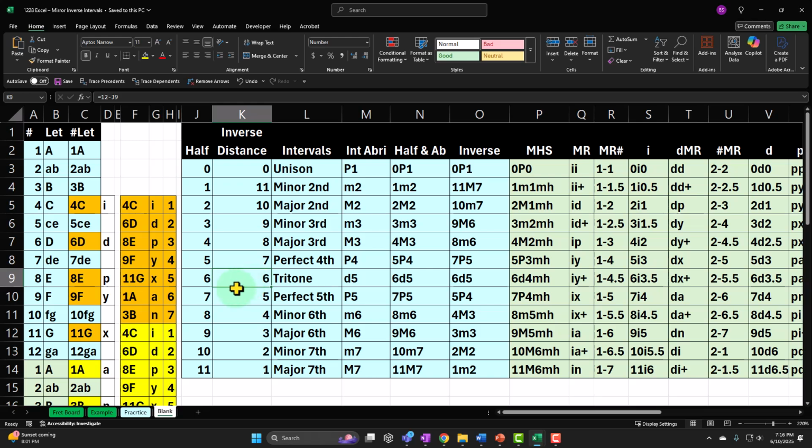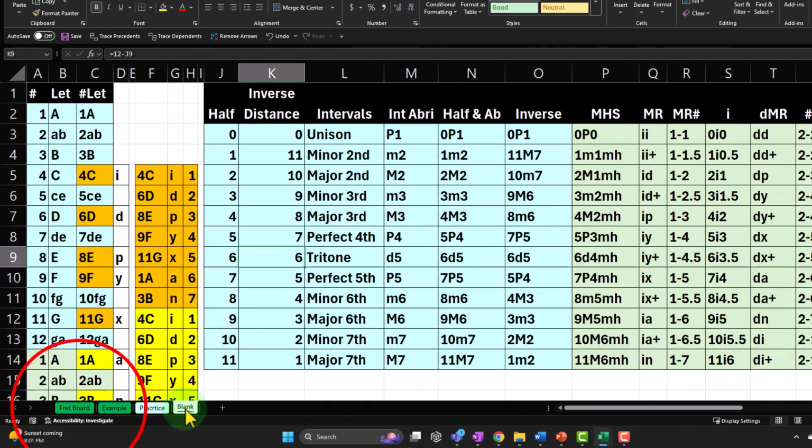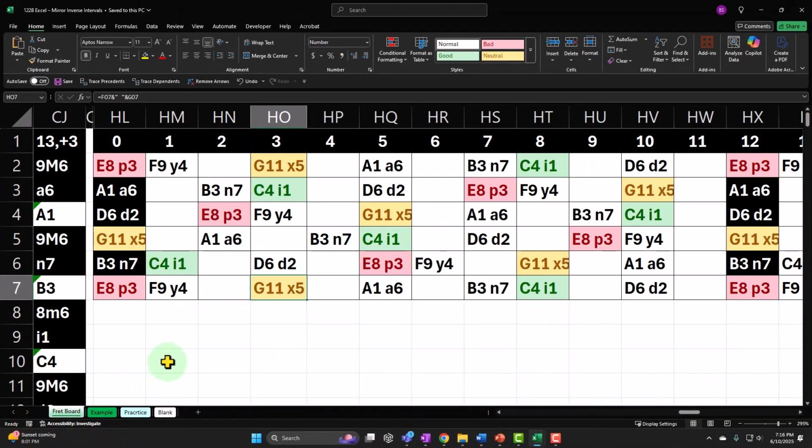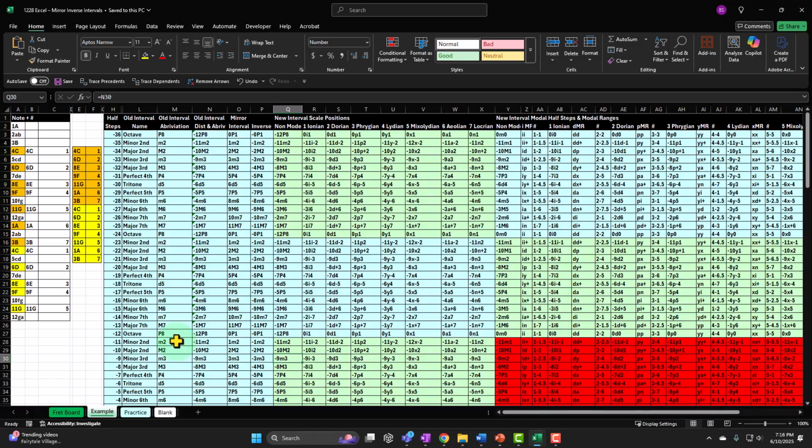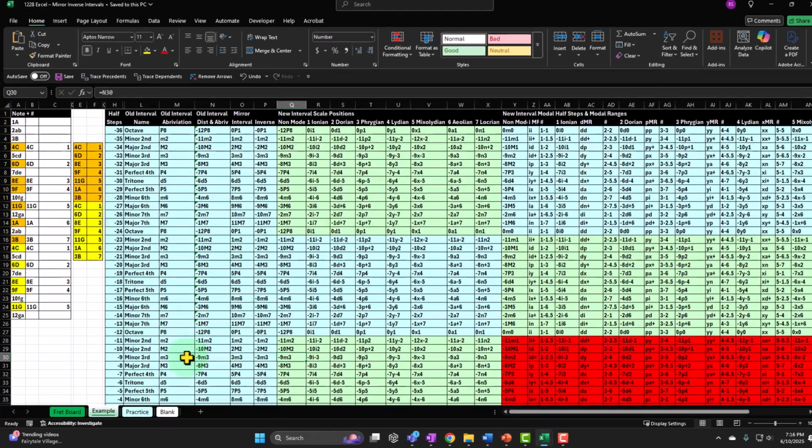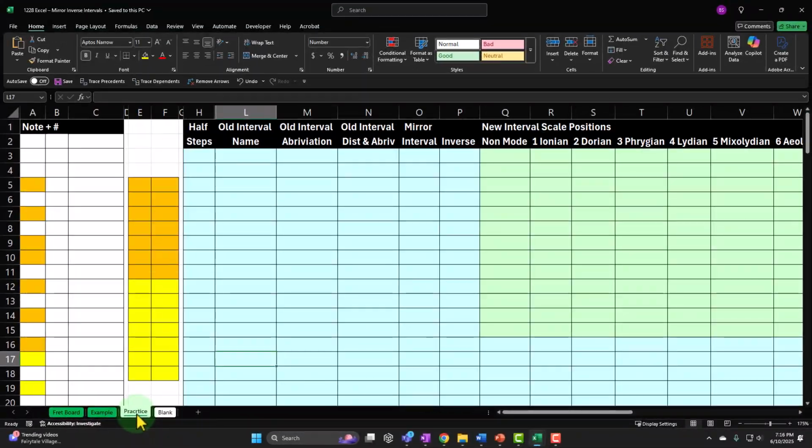If you do have access to this workbook though, 4 tabs down below: fretboard, example, practice, blank. The fretboard tab having a simulated fretboard that we will refer back to. The example tab having the finished product, in essence the answer key. The practice tab has pre-formatted cells, so you could practice the practice problem with less Excel formatting.